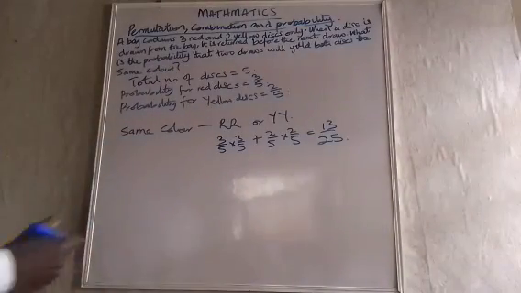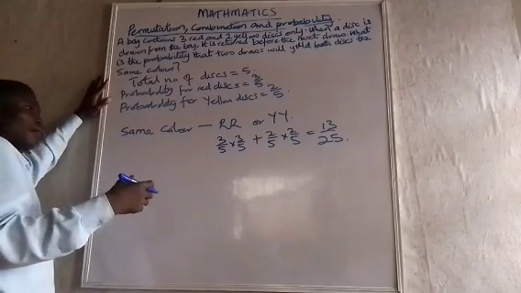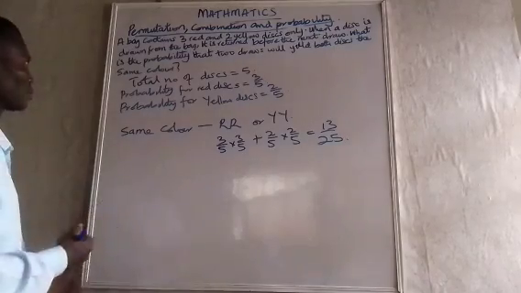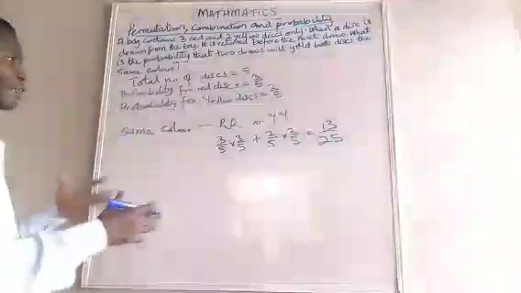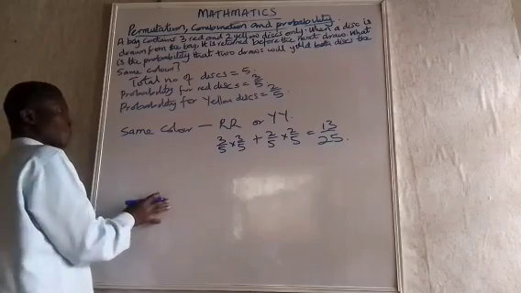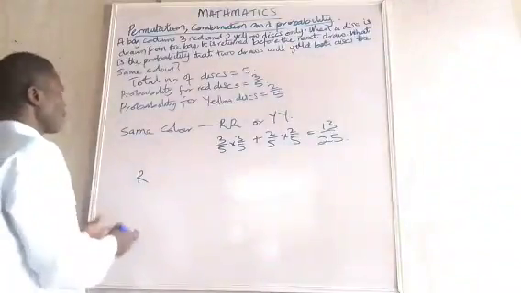Another way you can look at it is by looking at it from an arrangement perspective. The first one is, okay, if you want to arrange it, what is it going to be like? The first ball can be red. You understand? The second ball can be red.